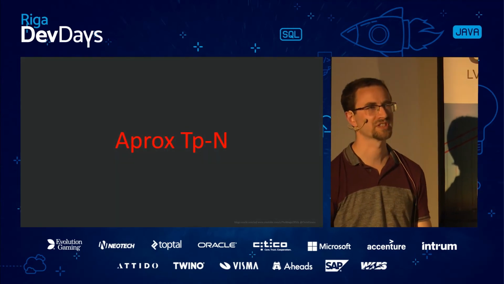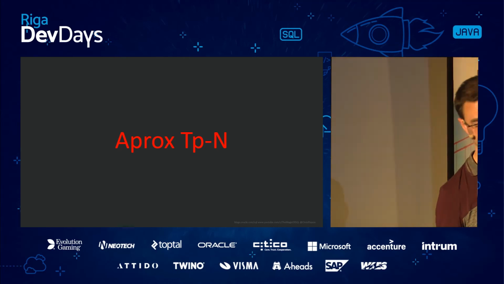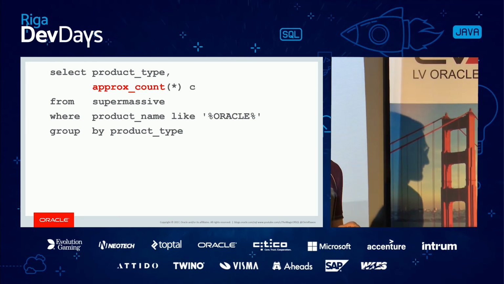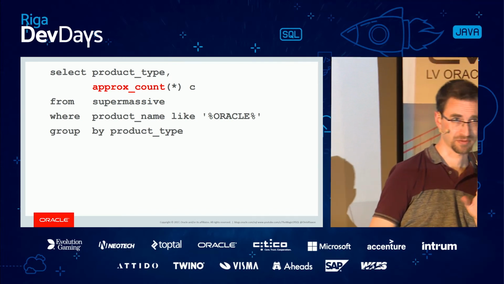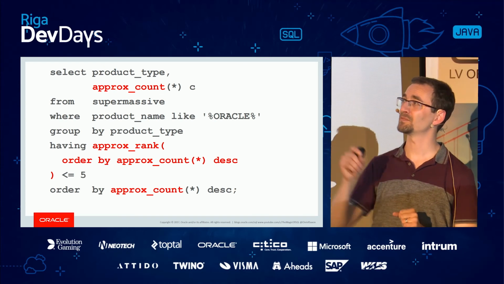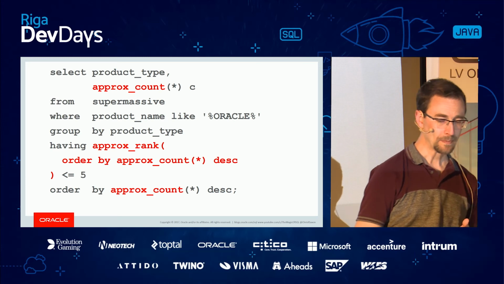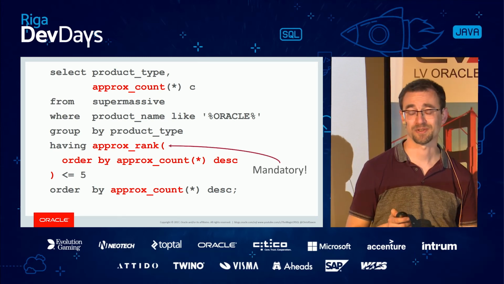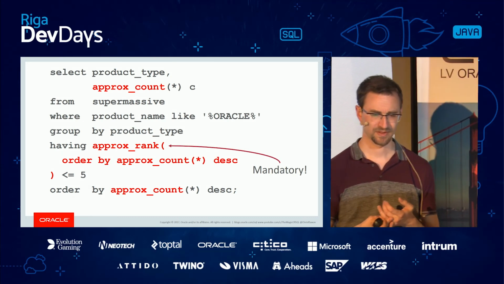That is approx top n queries. So these are approximate queries. Instead of a count, you can now have an approximate count. And now this is a top n query, which means we need to have this lovely having clause. So we're saying sort it by the count descending, limit it to the top 5 of those, and we get those rows as results. So this having clause is mandatory, so you need to use it. We can't just do a straightforward count or approximate count.